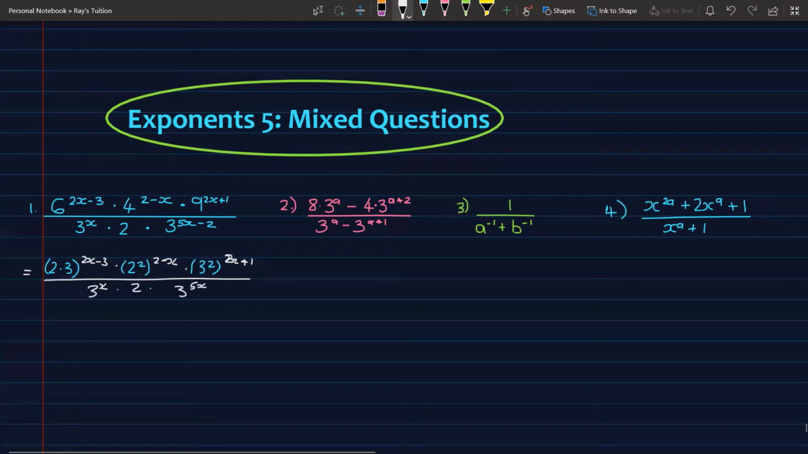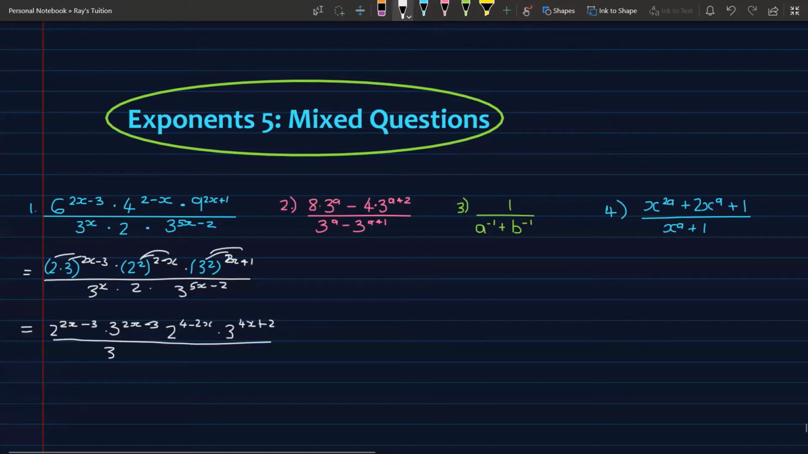Okay, so I'm going to do this step by step. So the next step is to then distribute those powers over the ones that we've simplified. So the first one becomes 2 to the power of 2x minus 3 times 3 to the power of 2x minus 3. So that distributed to both of those inside the brackets. This here becomes 2 to the power of 4 minus 2x. And once again, you want to give it to both of those terms. And finally, we have 3 to the power of 4x plus 2, again, to both. And that's over the same denominator, which is 3 to the power of x times 2 times 3 to the power of 5x minus 2.